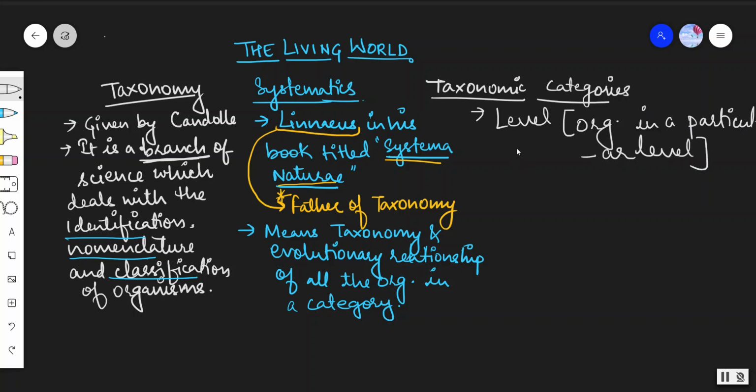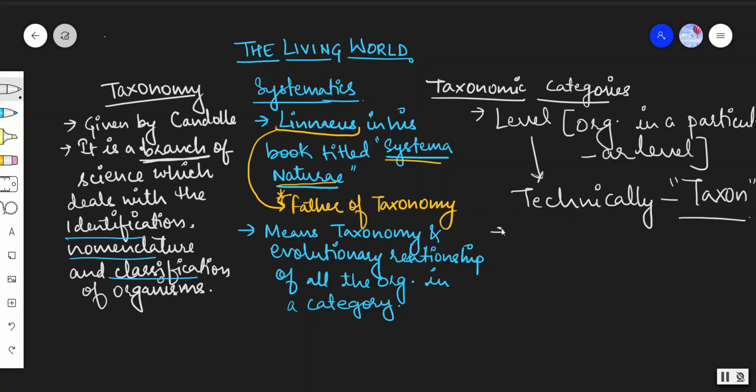Okay, a particular level, or more technically, it is known as taxon. Technically, whatever the term given, the level means that an organism belongs to a particular level in a classification zone. Understand it in the next few points that I'm going to mention.